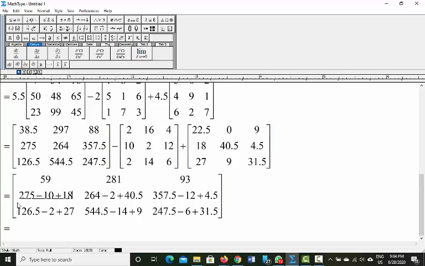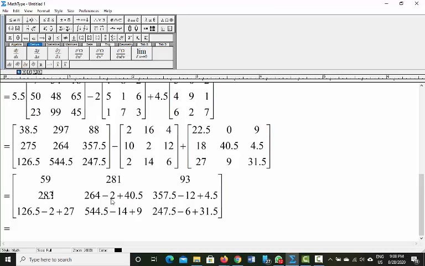So here what we will get? 275 minus 10, that is 265. Now 18 minus 10, that means 8. So 275 plus 8, that means 283. So here we will get 283.